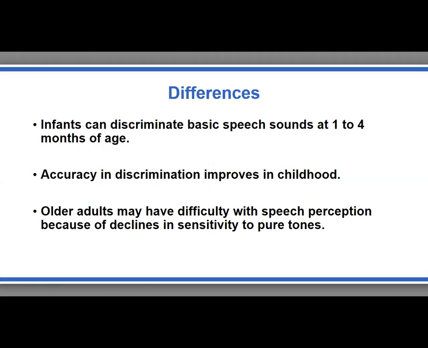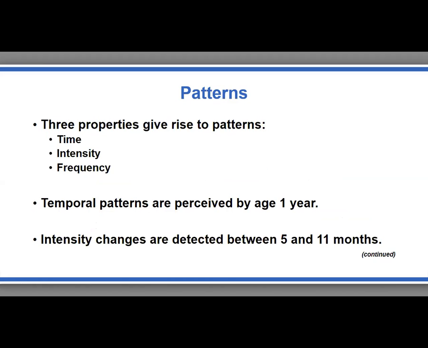Infants can discriminate basic speech sounds at 1 to 4 months of age, or at least they think they can. Accuracy in discrimination improves in childhood. Older adults may have difficulty with speech perception because of declines in sensitivity to pure tones. Patterns: three properties give rise to pattern: time, intensity, and frequency. Temporal patterns are perceived by age 1 year.